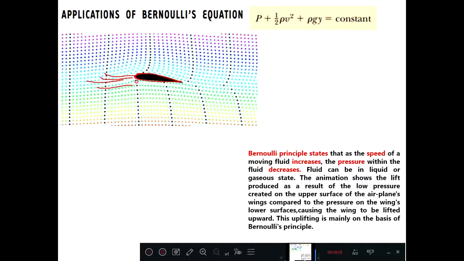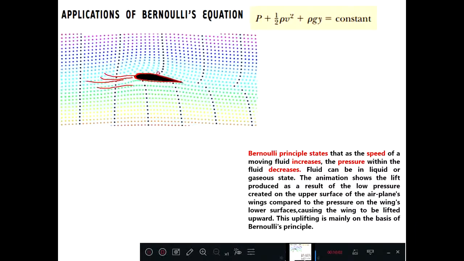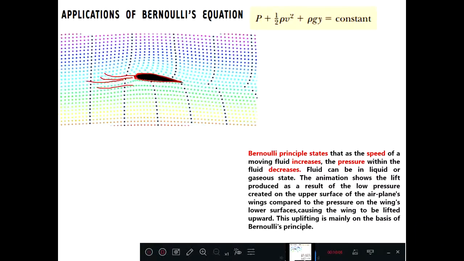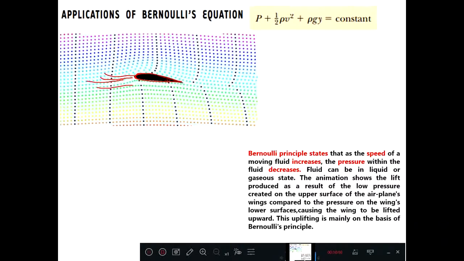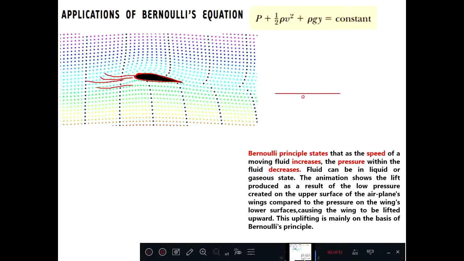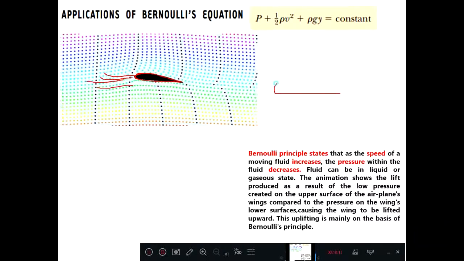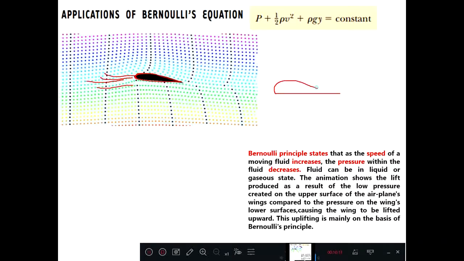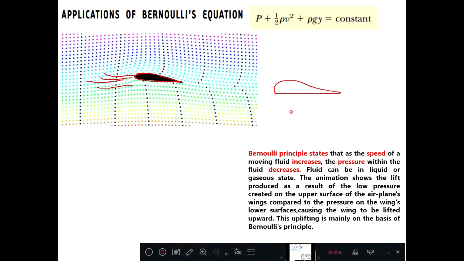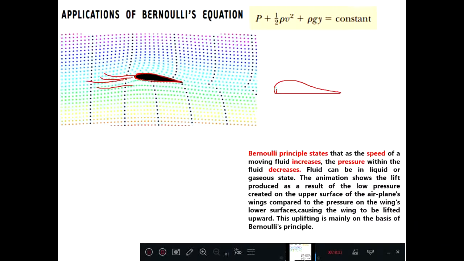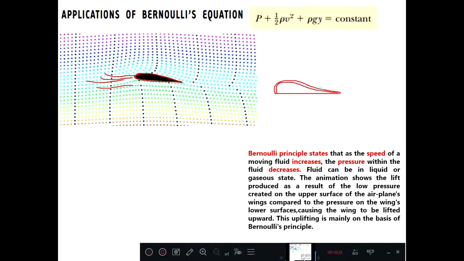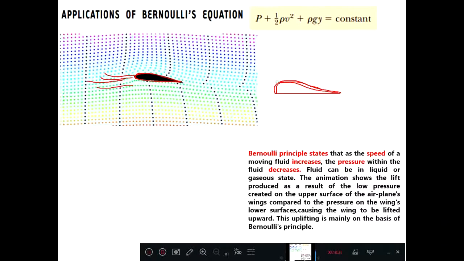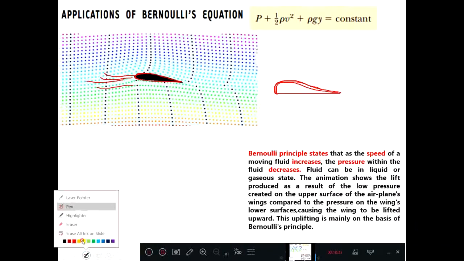So why are the wings made like this, like a dome shape? Okay, the bottom surface is a flat one, so it will generally be like this, and the upper will be like this. So this is the shape of an aeroplane wing. Why are they made like this? Okay, why is it made like that?